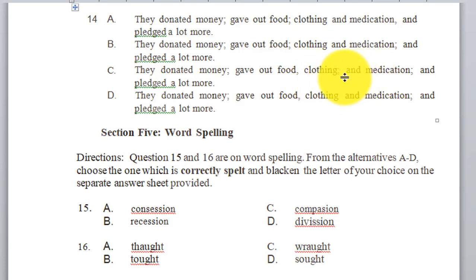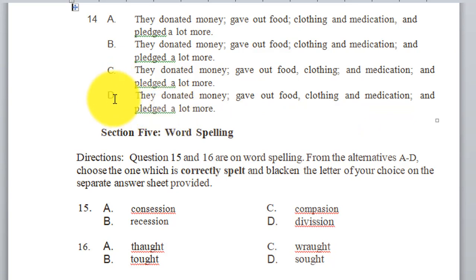clothing and medication እዚህ ጋር ምን ሰጠ ኮማ ሁለቱ የተለያዩ ቢሆንም በኤንድ ስለተለያዩ ኮማን አንጠቀምባቸውም ስለዚህ እዚህ ጋር wrong ነው። ዲ ስትመለከቱት ያ they donated money, gave out food, comma, clothing and medication, comma, and what played a lot more. Right, so the phrase can be separated with a comma. Gave out food, comma. Clothing and medication, comma. And what? Played a lot more. No comma is between played a lot more. So the right structure here, the correct punctuation sentence which has meaning, is only D.